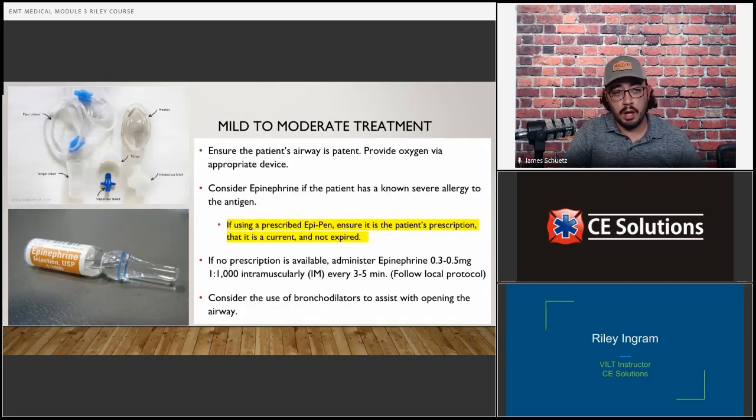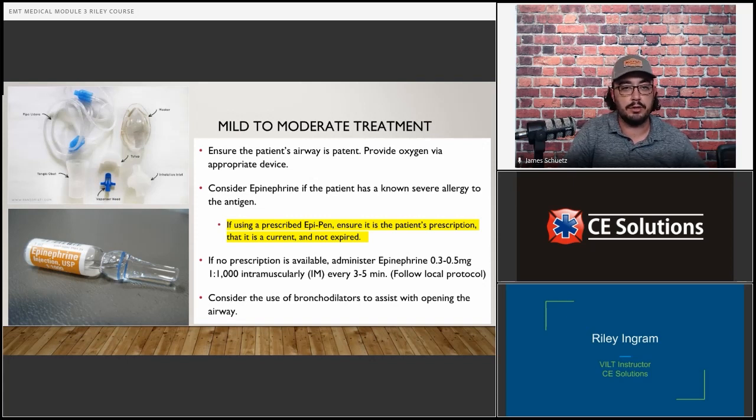Mild to moderate: ensure the patient's airway is patent. Provide oxygen via appropriate device. We're going to consider epi if they have a known allergy to the antigen. If using a prescribed EpiPen, make sure you go over it, make sure it's theirs, it's in date, it's not contaminated, all that good stuff. If no prescriptions available, epi 1-to-1 is going to be 0.3 to 0.5 intramuscularly every 3 to 5 minutes. All right, one thing that they like to say is 0.3 saves everyone, okay?